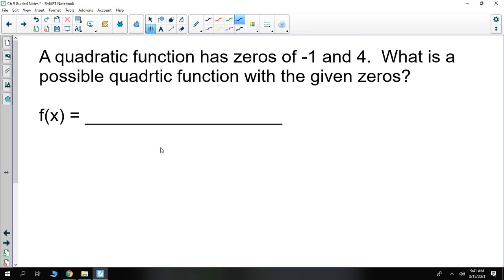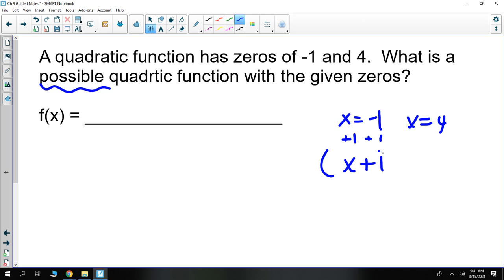Let's try that one last time. A quadratic function has zeros of -1 and 4. What is a possible? Notice it says possible because there's a lot of answers with the given zeros. So I'm working backwards. So -1 and 4 are the zeros. If I add the 1 back over, this came from x plus 1. If I subtract the 4 back over, this came from x minus 4.